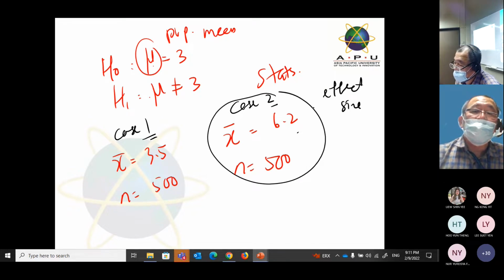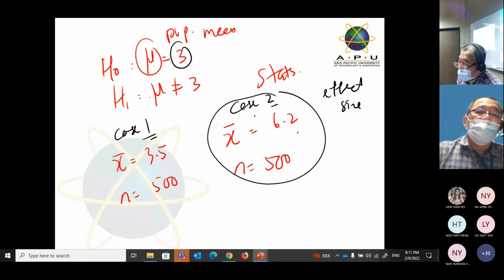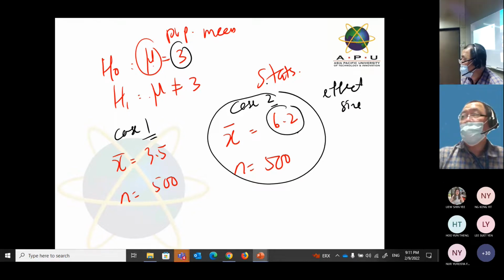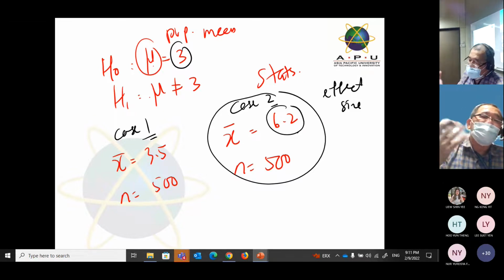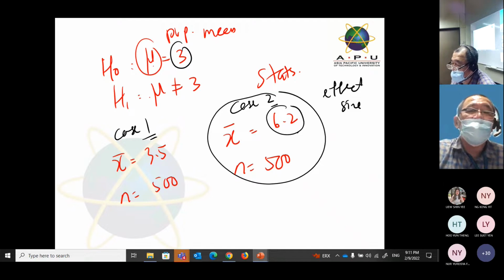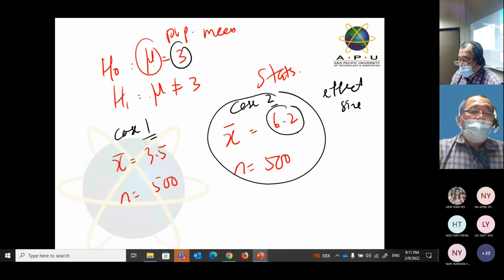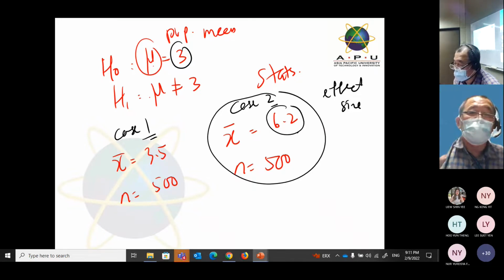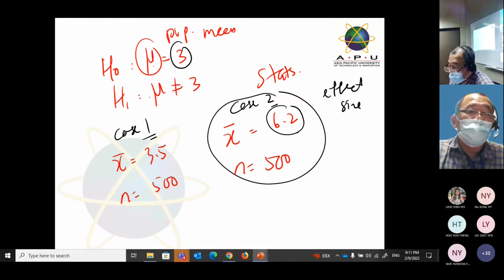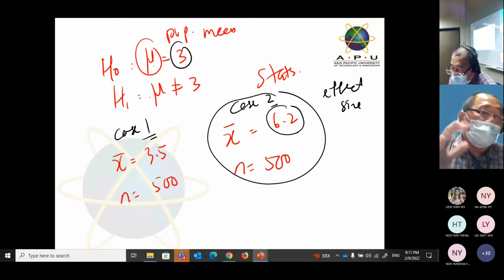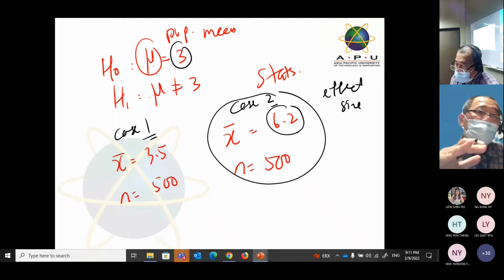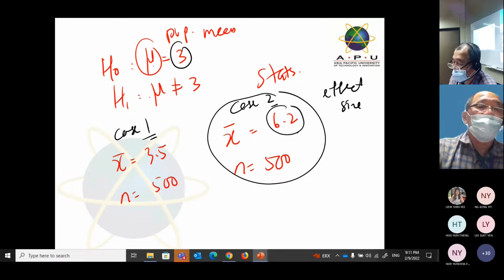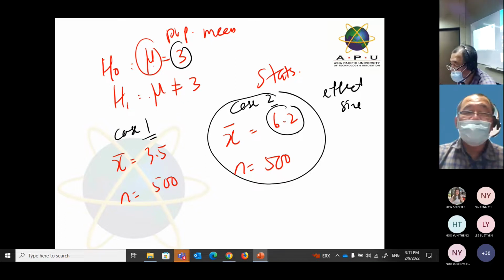Okay. Because the difference is a lot, 3 minus 6.2, the difference is a lot, and there is a higher chance for us to reject the null hypothesis. Okay, again, if the difference is a lot, it is easier for us to reject the null hypothesis. If the difference is small, as in case 1, it is difficult for us to reject the null hypothesis. Okay, don't worry. It's a very simple thing.